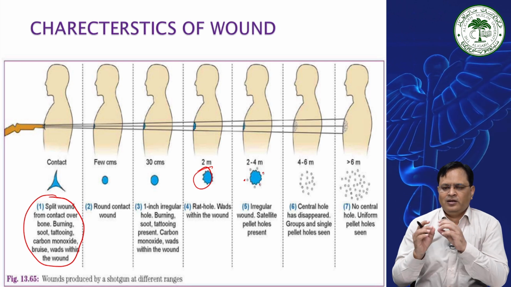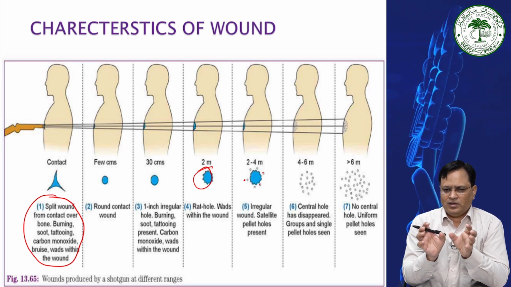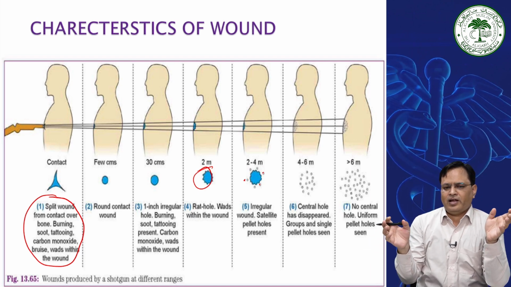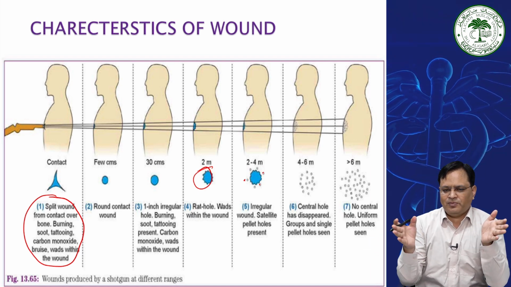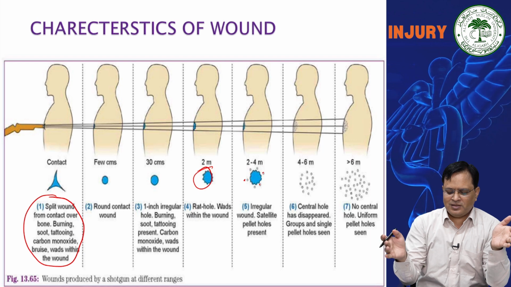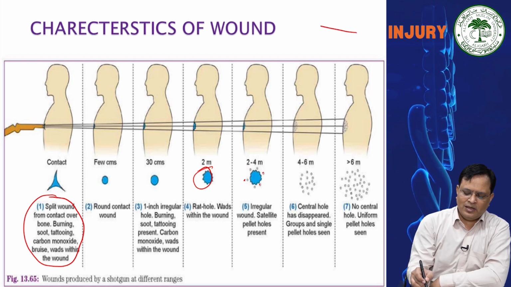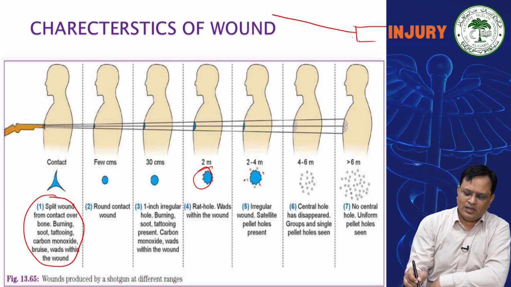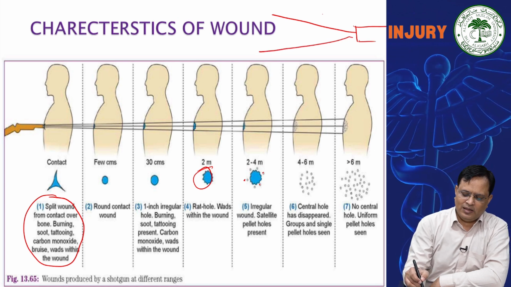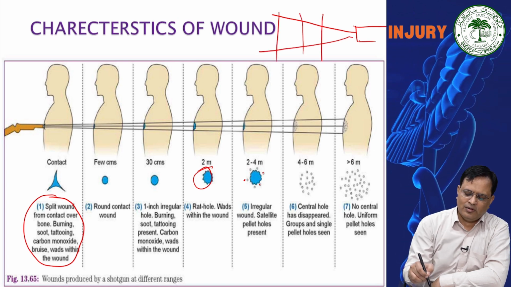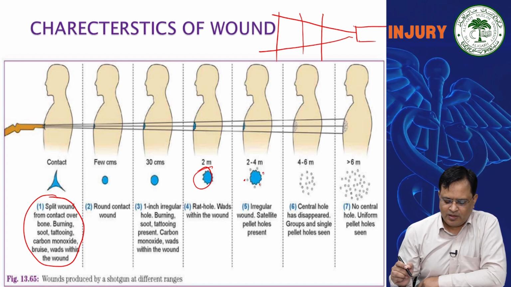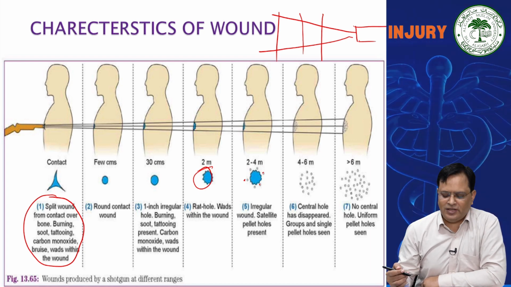These are satellite pellets. It means the discharge is widening with distance. The projectile and its dimension is widening, it means it starts from the gun. If it is a gun, then it starts widening. Depending upon the position of the victim, it will present the injury.